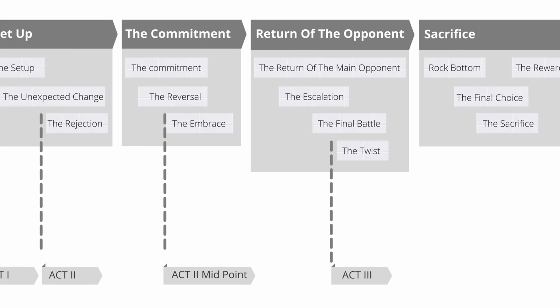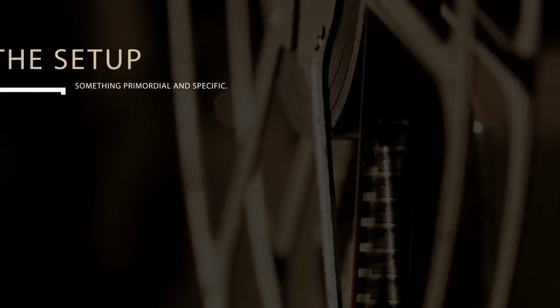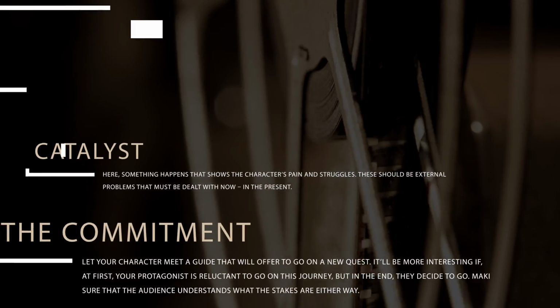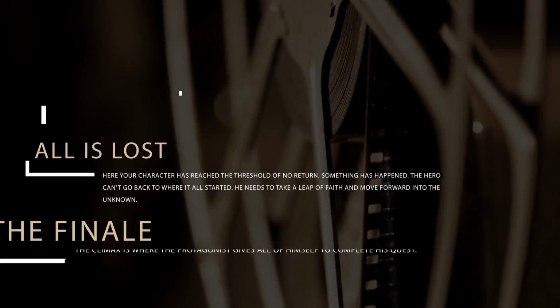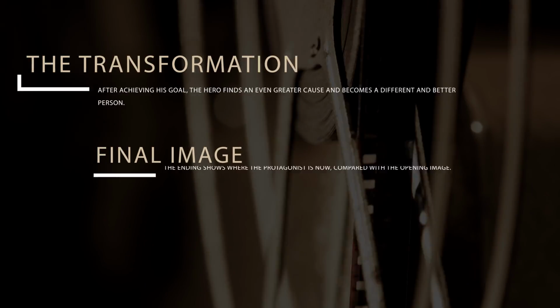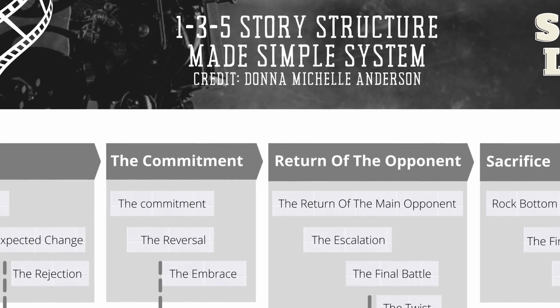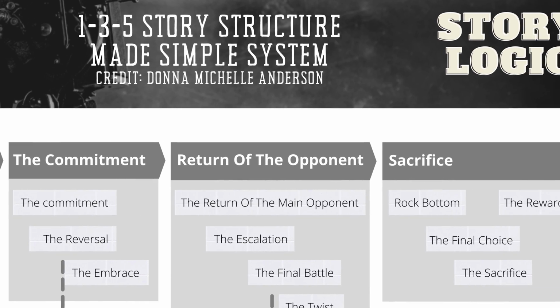I've also included the story logic, a visual representation of all beats in the sequence or timeline, and I simplify the description of each beat. Let's say that you have a generic idea like this. There's a guy that wants to be a dancer. Let's pick the 1-3-5 story structure system and fill in the blanks for our idea.